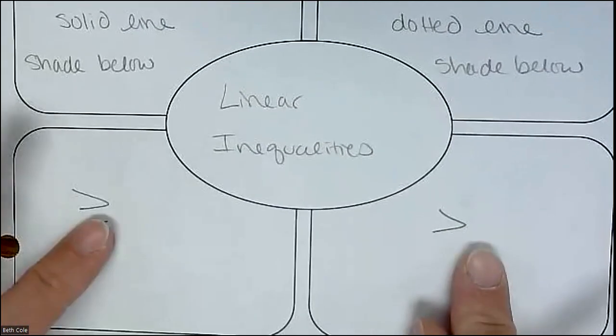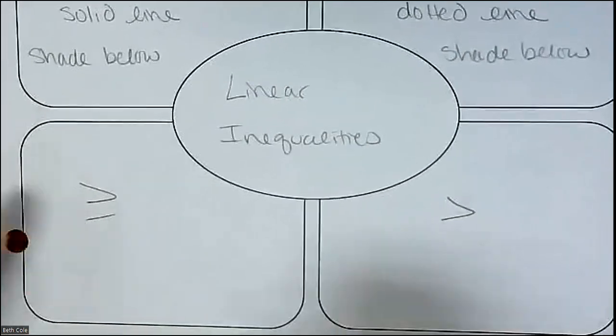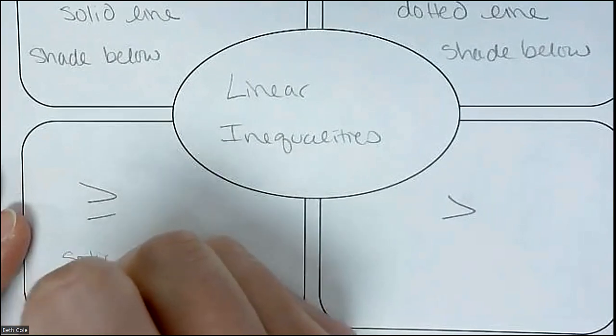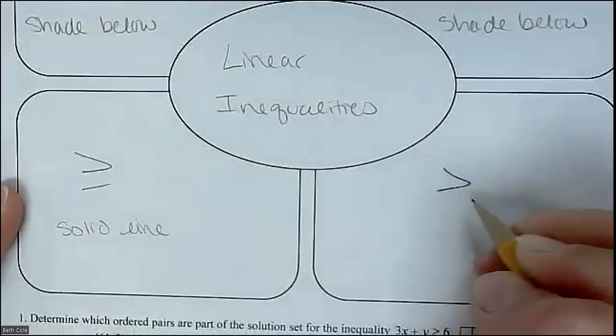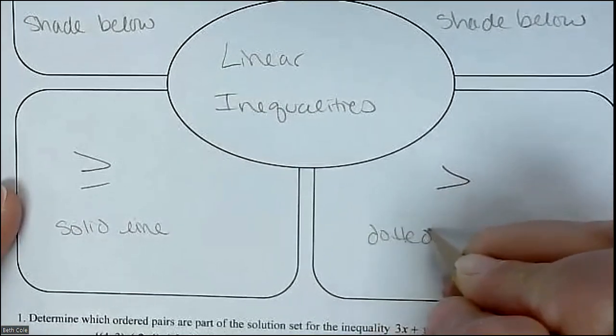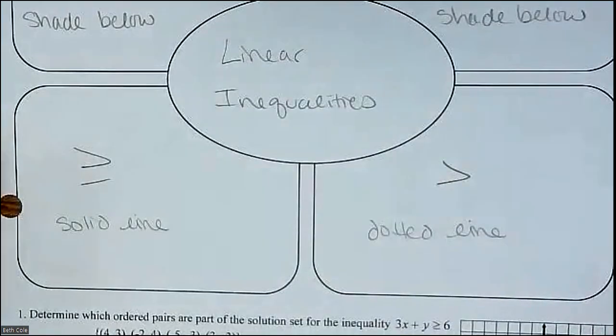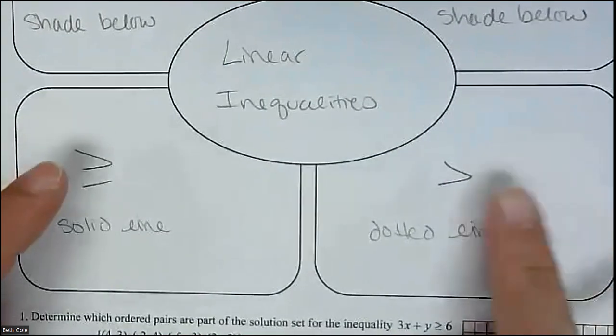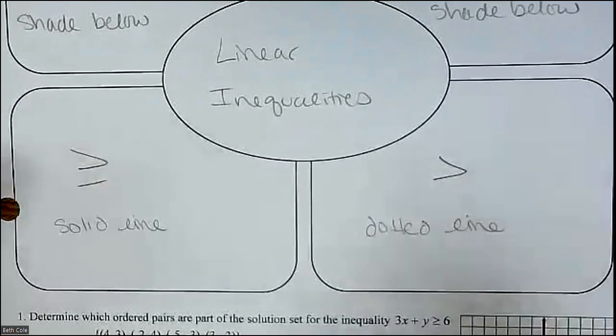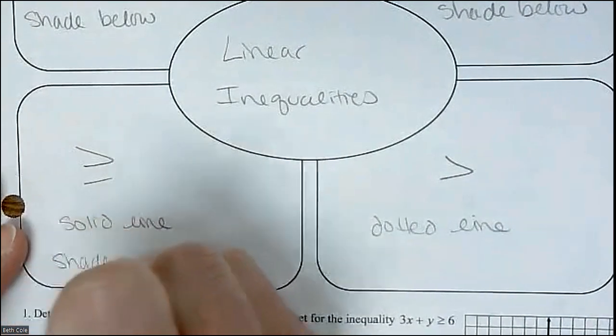And then these two, it's the same thing. If you have the equal to on it, it's going to be a solid line. If you don't have that, it's going to be a dotted line. So you just have to remember what kind of line to put. And if it's greater than or equal to, you're going to shade above the line.